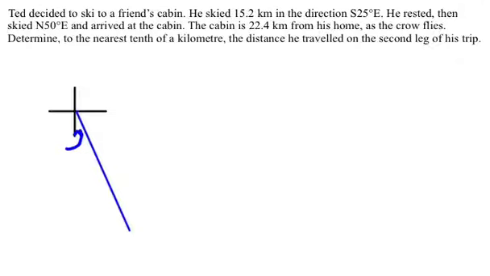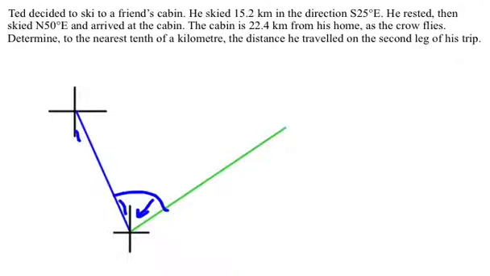Next, we need a new crosshairs at that point. And we now are skiing north 50 degrees east. So north is up, but east is still right. So it'll be north and rotating to the east 50 degrees. So this right here would be 50. Now this angle was 25, and this angle would also be 25 because we have parallel lines. So this angle altogether would be 75, and we're going to use that later.